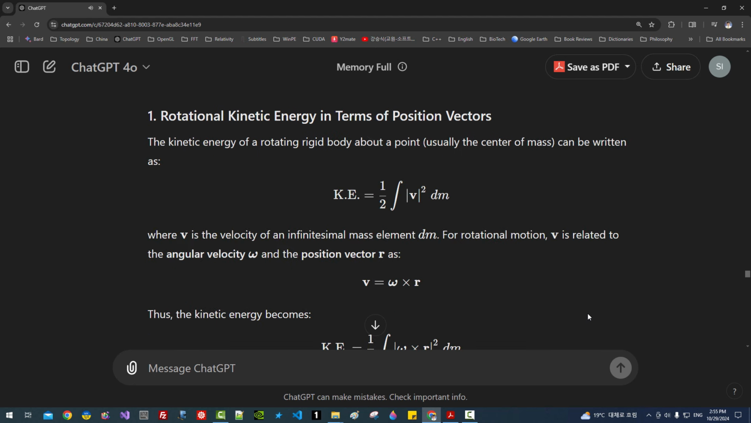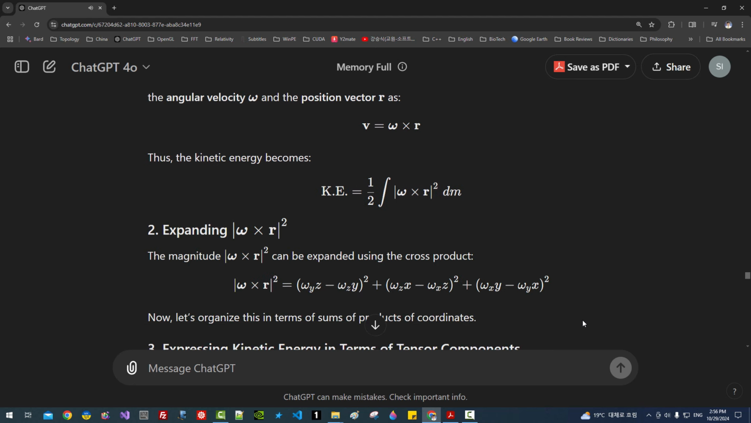1. Rotational kinetic energy in terms of position vectors. The kinetic energy of a rotating rigid body about a point, usually the center of mass, can be written as KE equals one half the integral of the magnitude of v squared, dm, where v is the velocity of an infinitesimal mass element, dm. For rotational motion, v is related to the angular velocity, omega, and the position vector, r, as v equals omega cross r. Thus, the kinetic energy becomes KE equals one half the integral of the magnitude of (omega cross r) squared, dm.